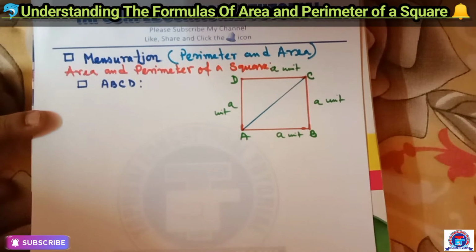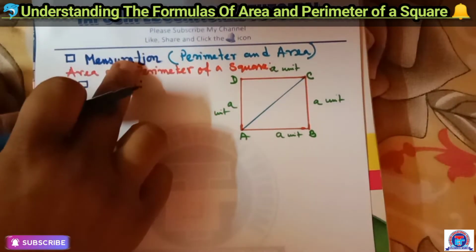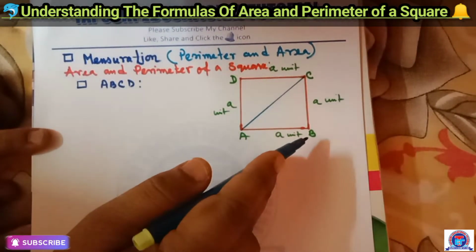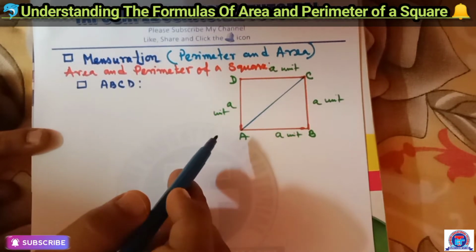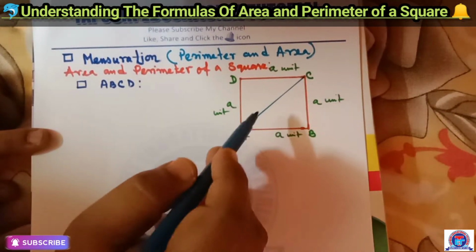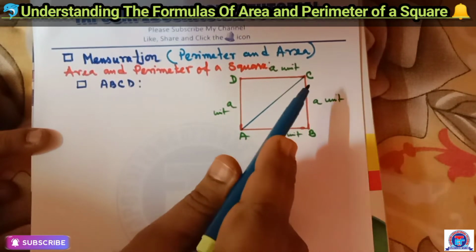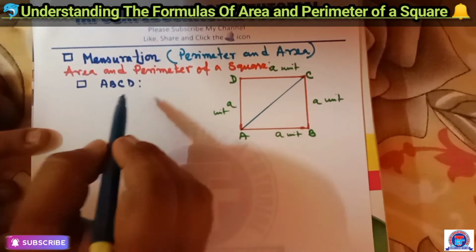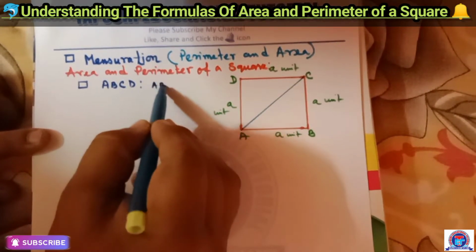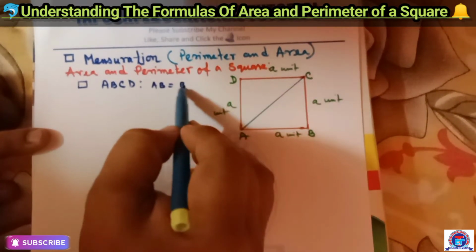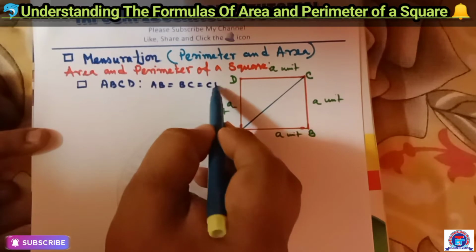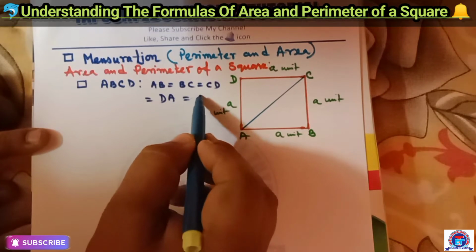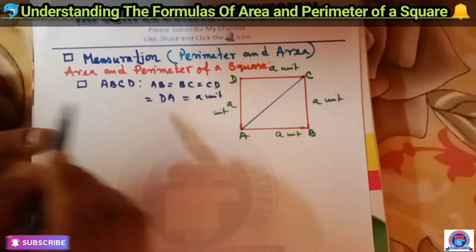Hello dear student, here again we understand the area and perimeter of a square. Here I drew ABCD, a square, and each side is equal. That means AB is equal to BC is equal to CD is equal to DA. So we can write each side of this square AB is equal to BC is equal to CD is equal to DA is equal to A unit. Right?